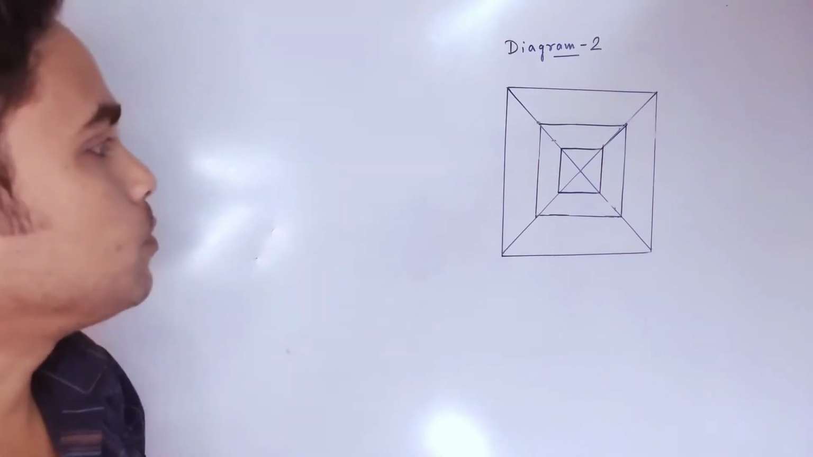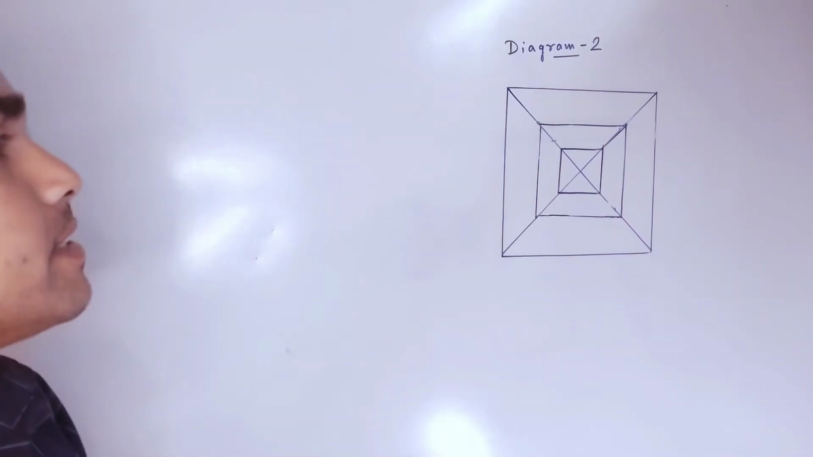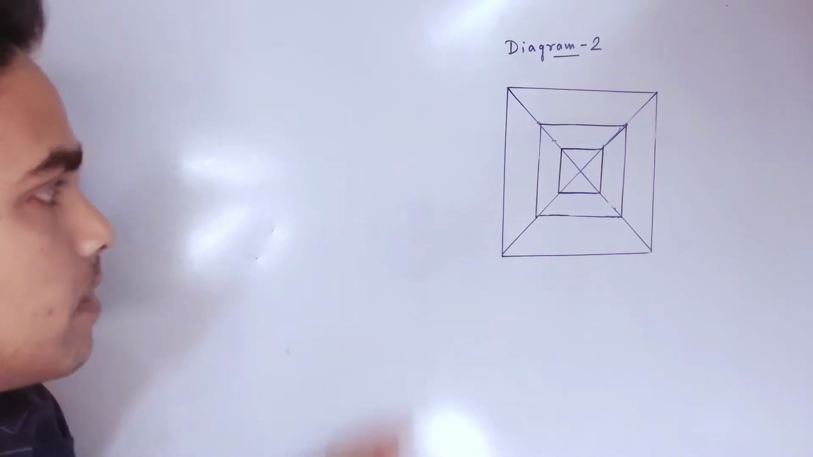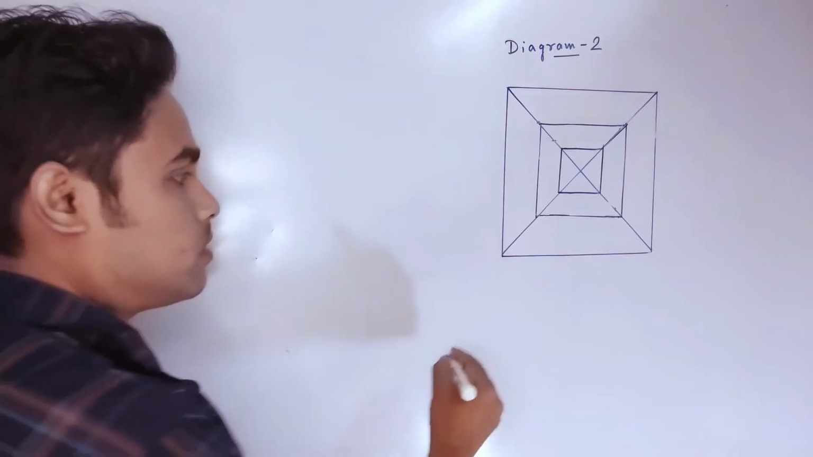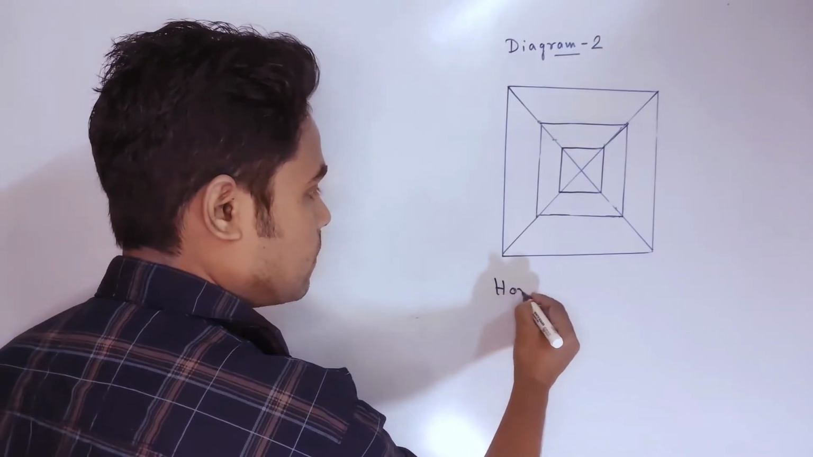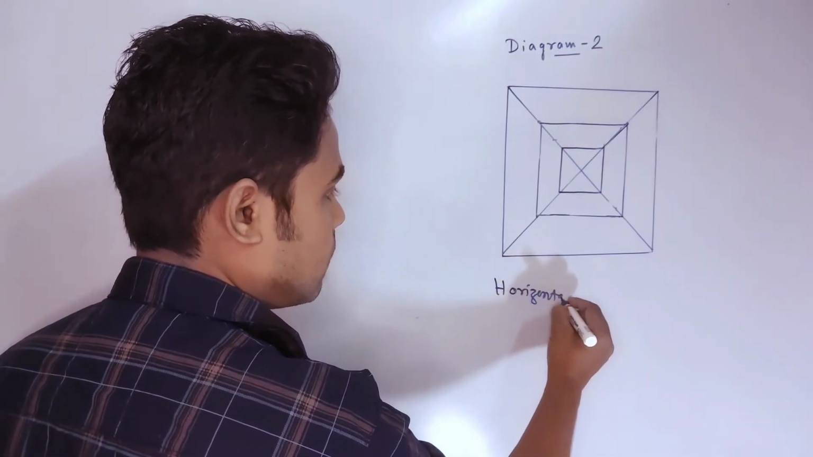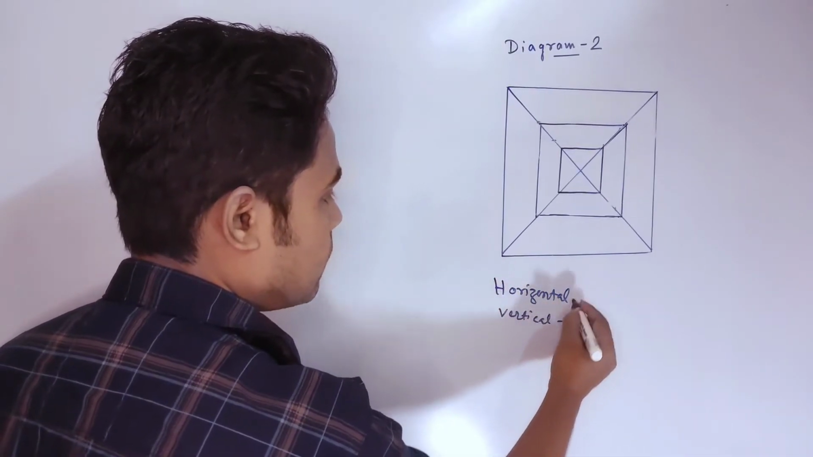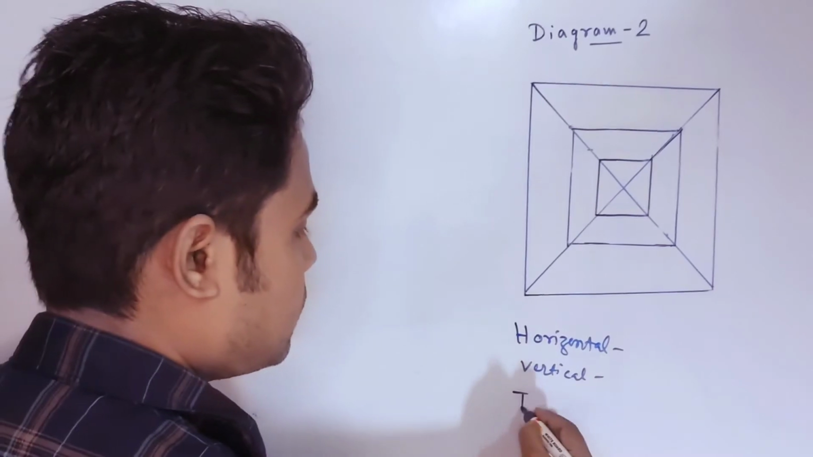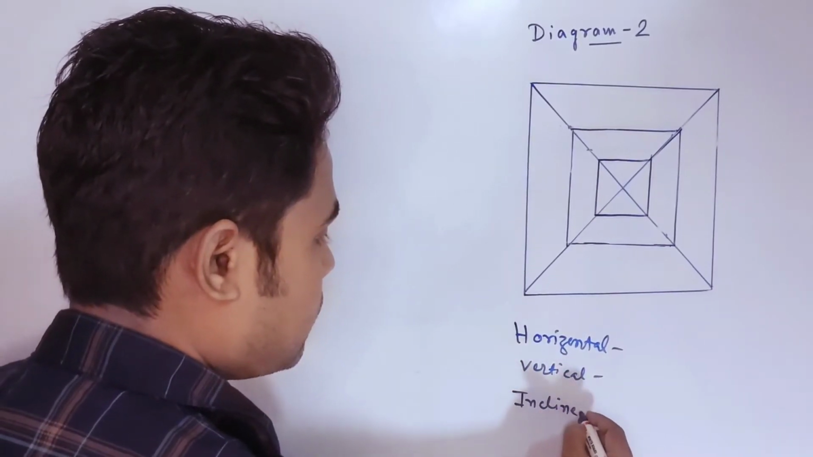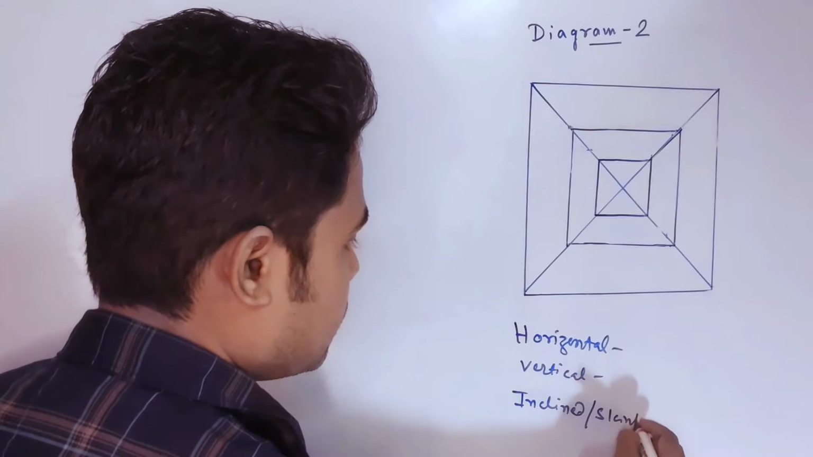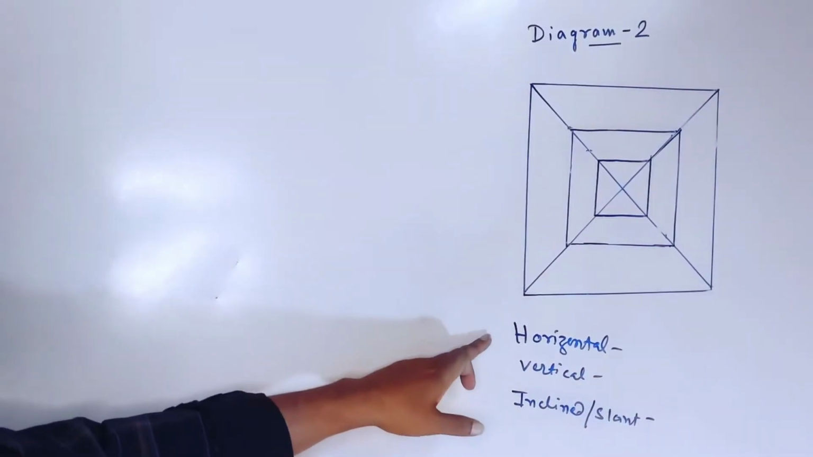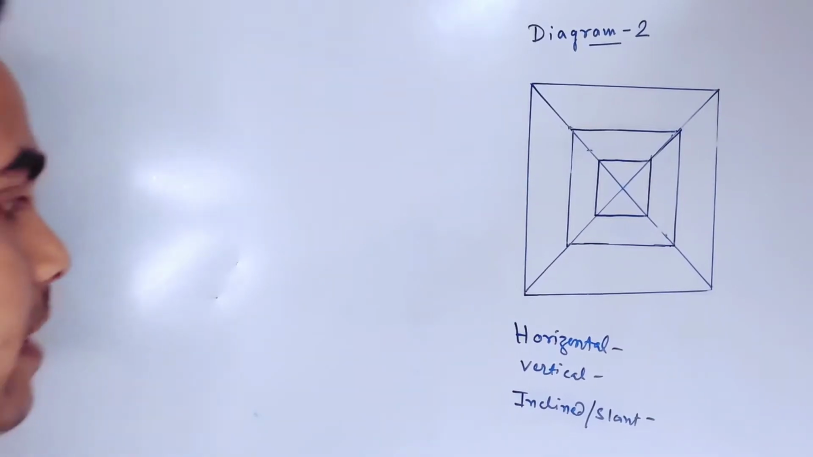Next diagram, diagram 2. How many straight lines are there? If you can count it mentally, it is okay. But the logic is, first we will count the horizontal lines, then we will count vertical lines, then we will count inclined or slant lines. Okay, so let us first understand what is horizontal line, what is vertical line and what is inclined line.